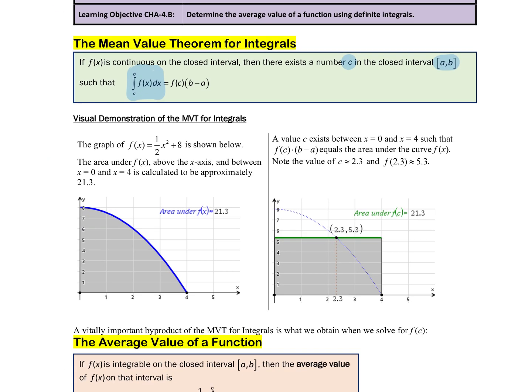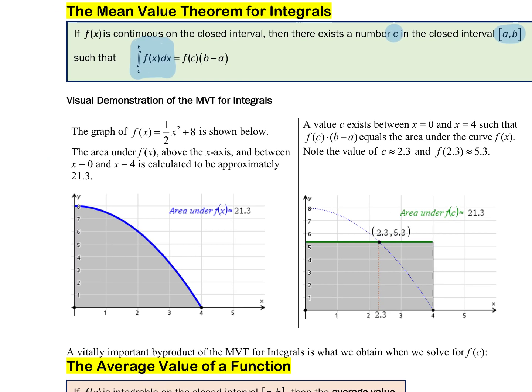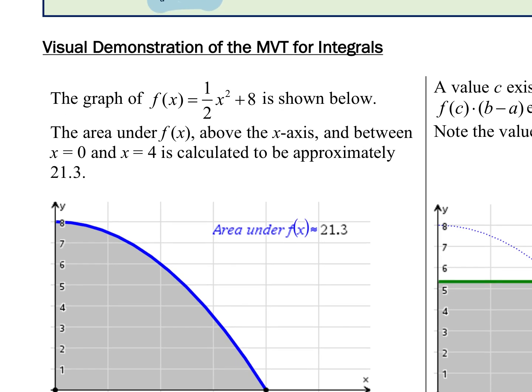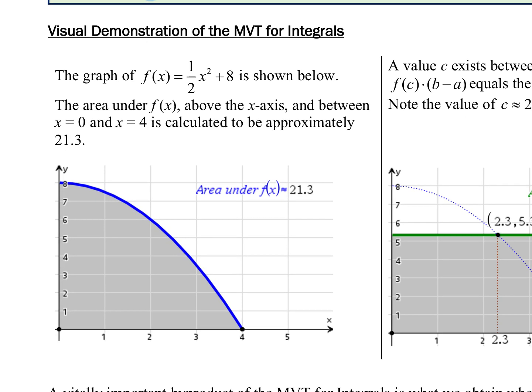So on the left here, we have the graph of f of x equals 1/2 x squared plus 8. There's a typo there. Anyone know what the typo is if you look at this graph? There's something missing. A negative sign. There should be a negative in front of that 1/2 x squared because it's an upside down parabola, right?